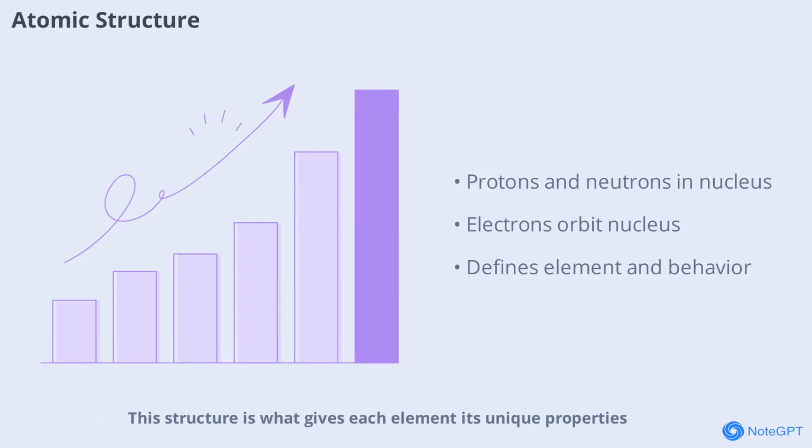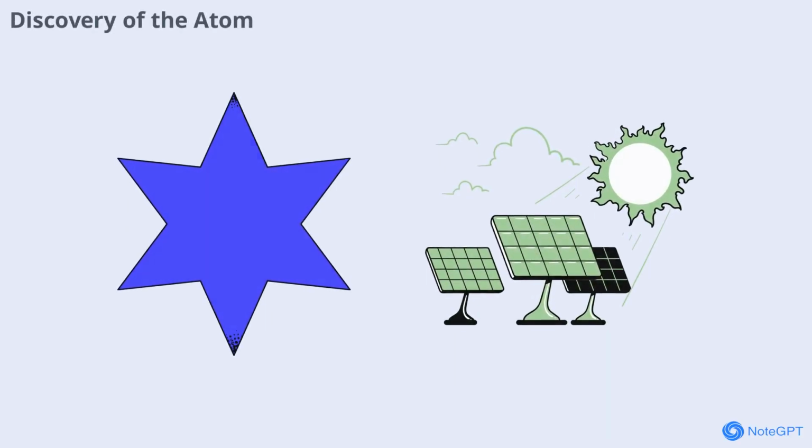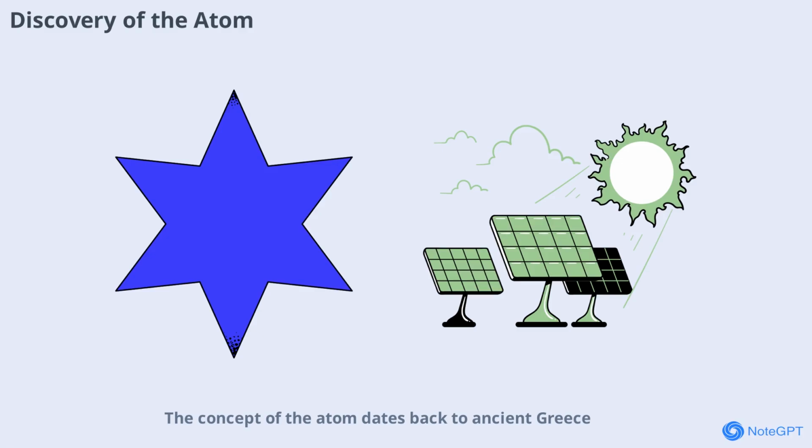This structure is what gives each element its unique properties and allows for the vast diversity of matter in the universe. The concept of the atom dates back to ancient Greece, but it wasn't until the 19th and 20th centuries that scientists began to uncover its true nature. Early models imagined atoms as solid spheres, but experiments by scientists like J.J. Thomson, Ernest Rutherford, and Niels Bohr revealed a much more complex structure. Their discoveries showed that atoms have a tiny dense nucleus, and that electrons move around this nucleus in defined paths or clouds. These breakthroughs laid the foundation for modern atomic theory.